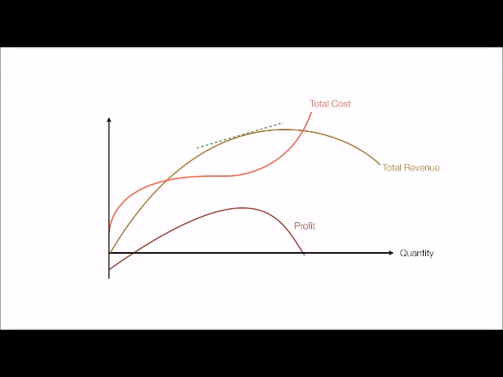The slope of the total revenue curve is equal to the slope of the total cost curve where profit is maximized. The slopes are equal. And we know that is marginal revenue and marginal cost. And at this point, profit is maximized right there.